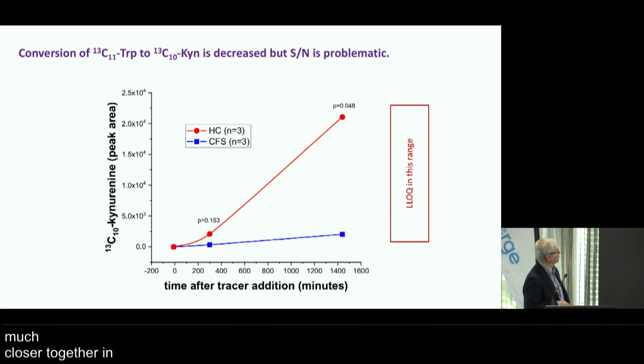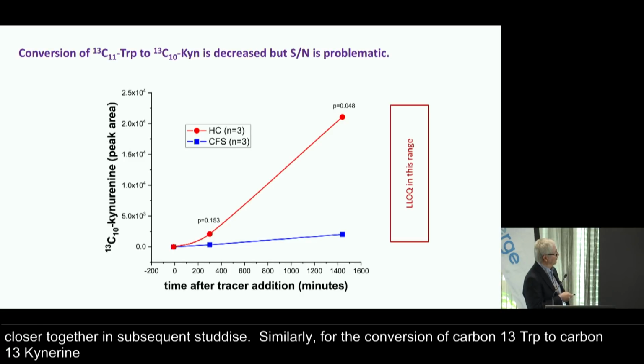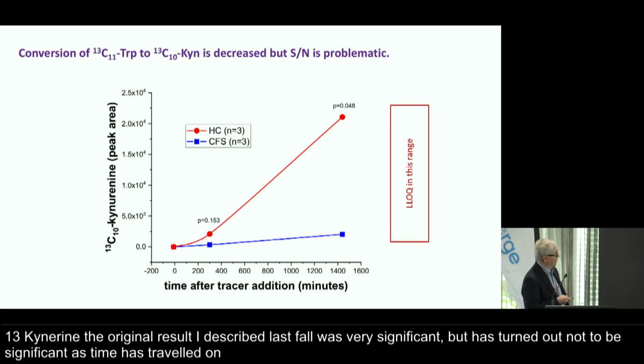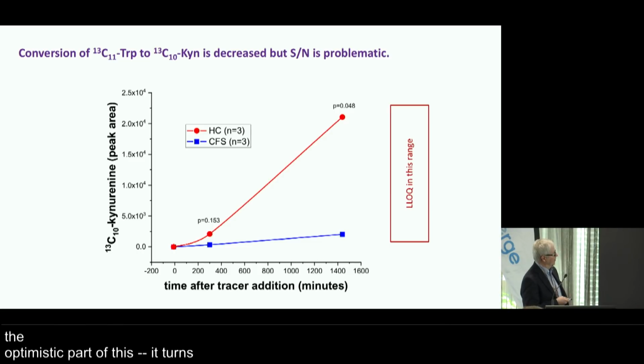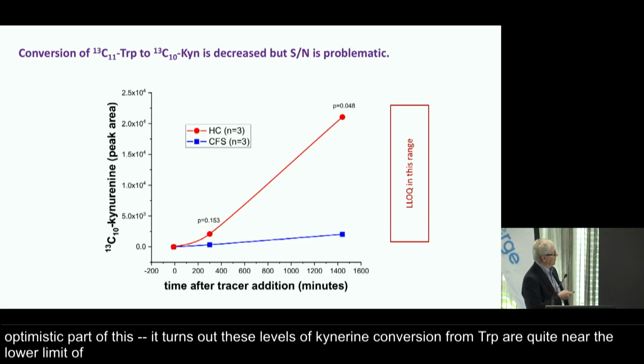Similarly, for the conversion of carbon 13 tryptophan to carbon 13 kynurenine, the original result that I just described last fall was very significant, but has turned out not to be significant as time has traveled on and we've added to these studies. What I've found, however, and the optimistic part of this, is that it turns out that these levels of kynurenine conversion from tryptophan are quite near the lower limit of quantitation for that mass spectrometer. And so I have the sense that we are unable to measure these values well enough.